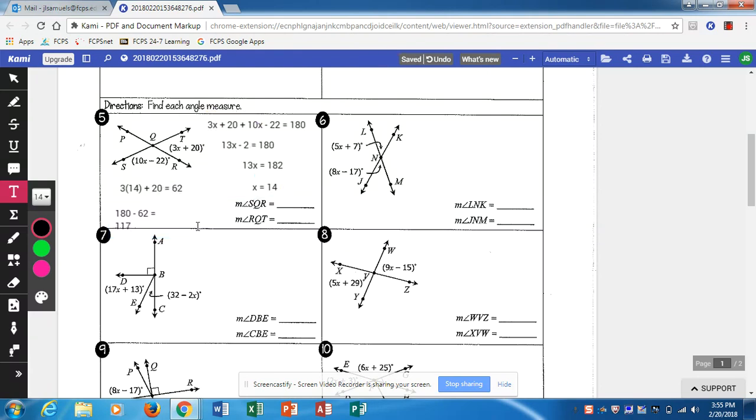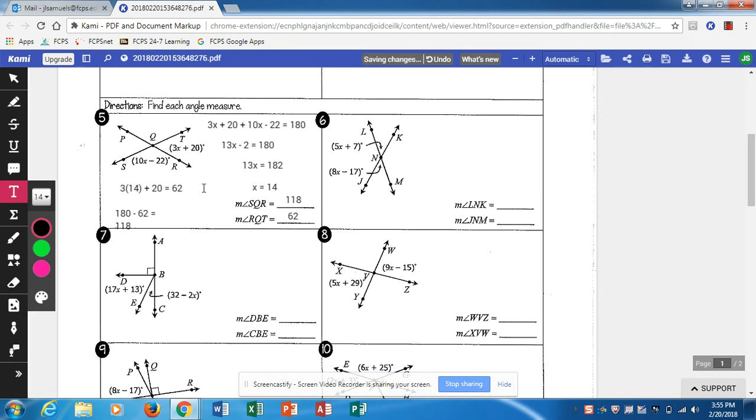So now we found that angle TQR or RQT is 62. And we found that angle SQR is, we made a mistake somewhere. Sorry, 118. My bad. I make mistakes. I'm human, people. I'm human. And we found that this one is going to be 118.